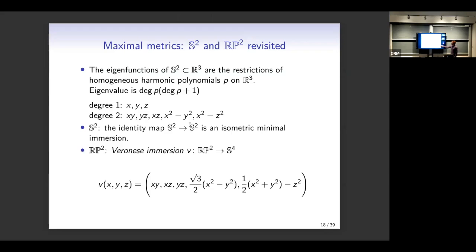There are many different ways to do this, but they all differ by a rotation of S4, right? This is the simplest way to write it down. So the reason the round metric on RP2 appears is precisely because it can be immersed into the round sphere. Okay, but I should say that this is not the proof that they are maximizers. It's only proof that they're critical points. The actual proof of maximization is more involved than that.